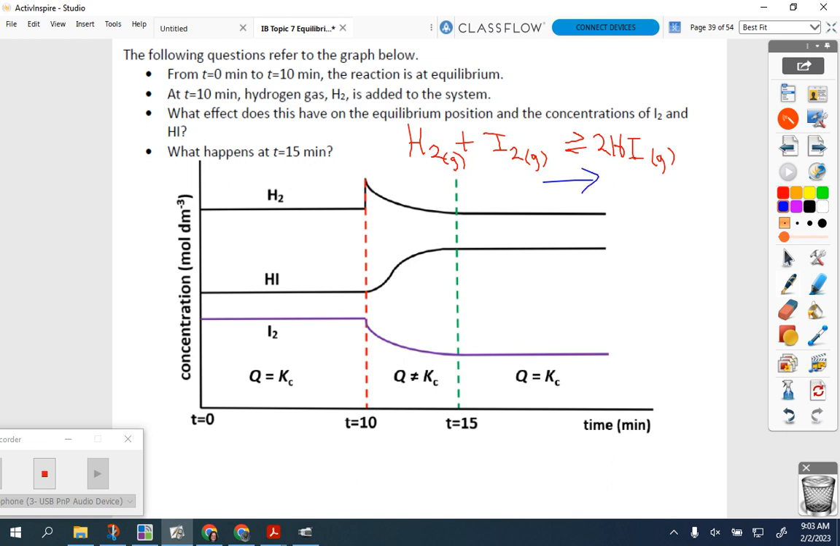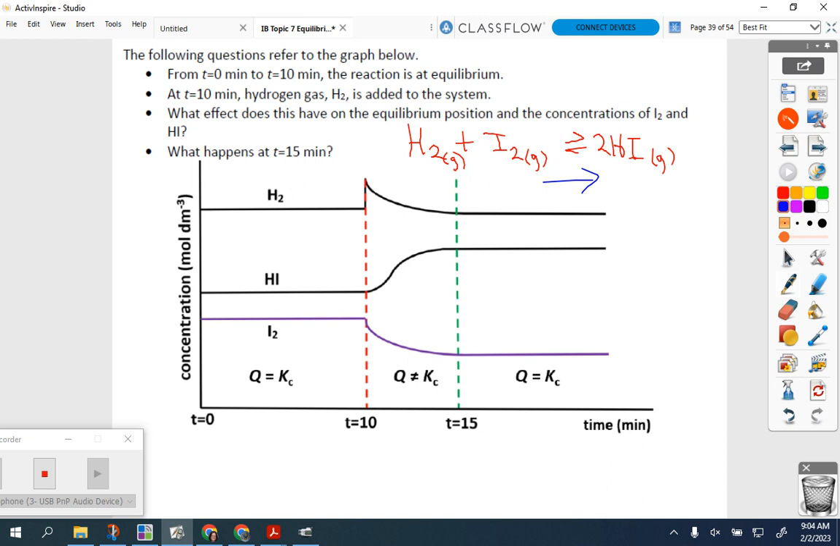So by adding H2, we're driving the reaction to the right. And thus, we're using up that H2 that we just put in, or at least some of it, to react with the I2 that's already there. And we're making some HI. So the concentrations of HI and I2 are changing in concert with the decrease in H2.